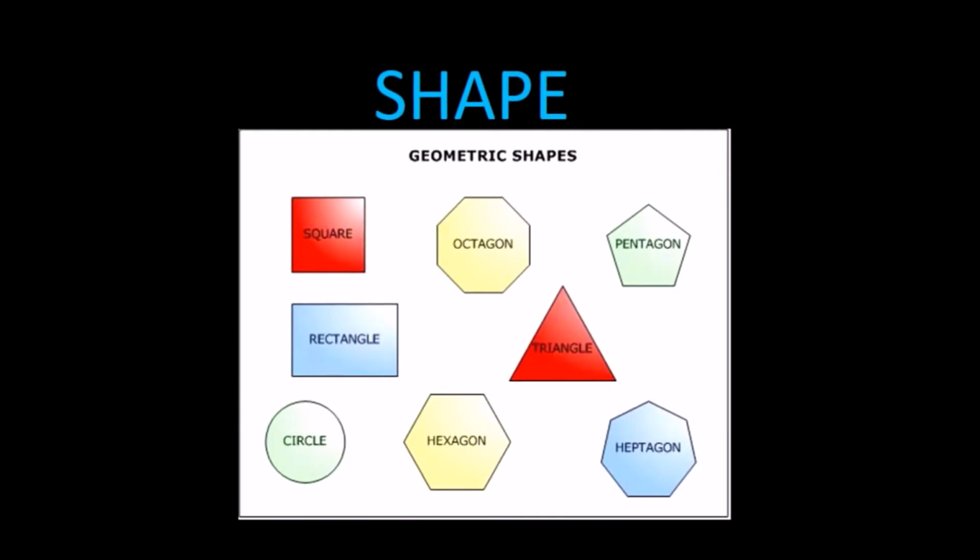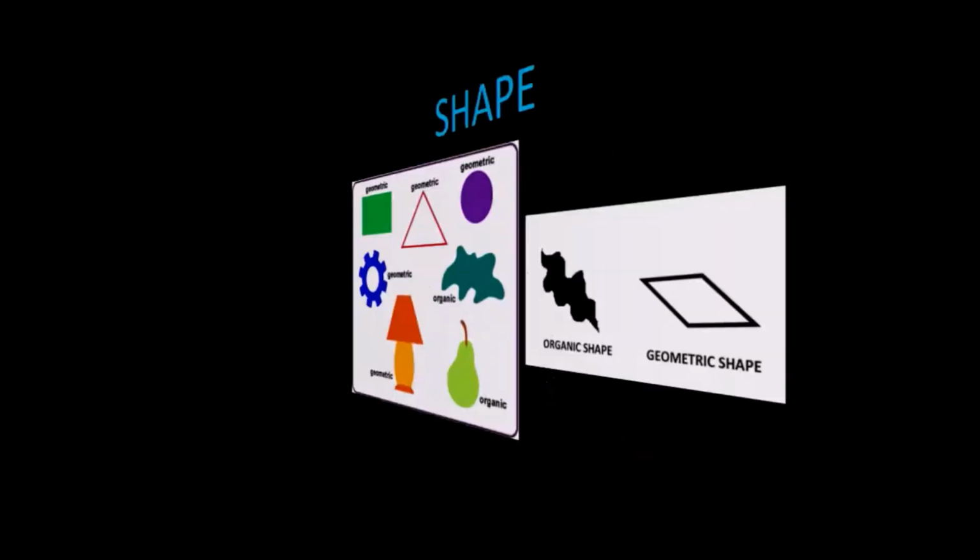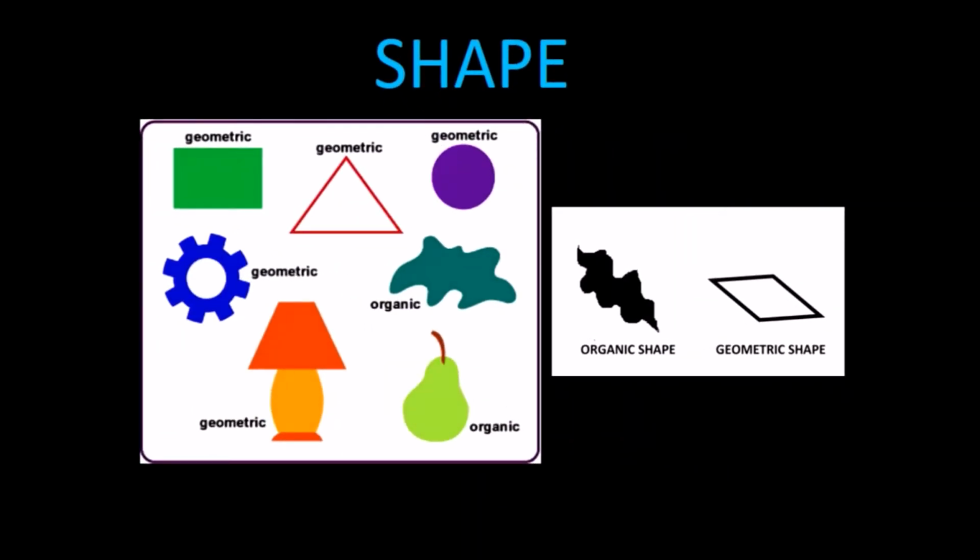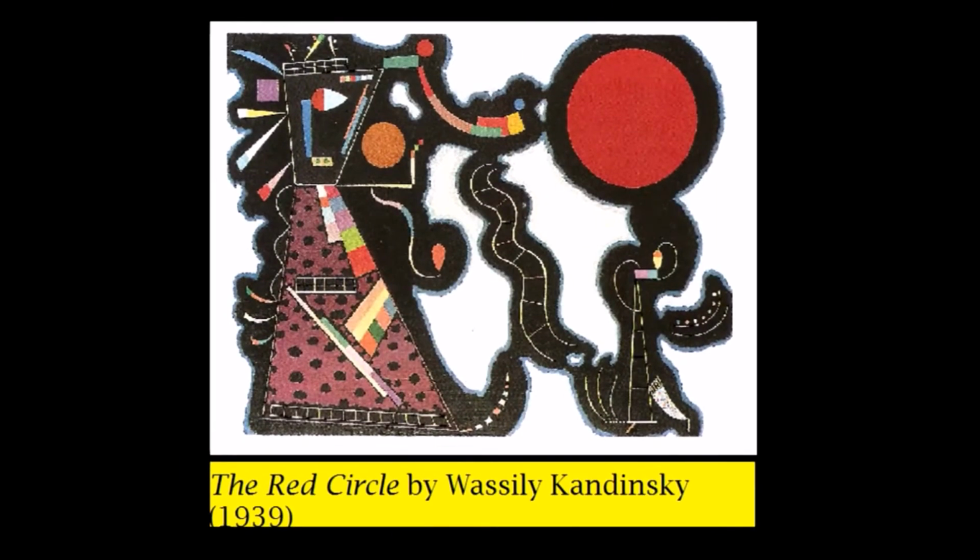Enclosed lines give us shapes. Again, you will want to expand your visual vocabulary in regards to shapes. There are two basic types of shapes: geometrical, mathematically produced shapes, and the more free-form organic shapes of natural things. For example, what shapes do you see in this Kandinsky? Circles, obviously, but there are other polygons and triangles.